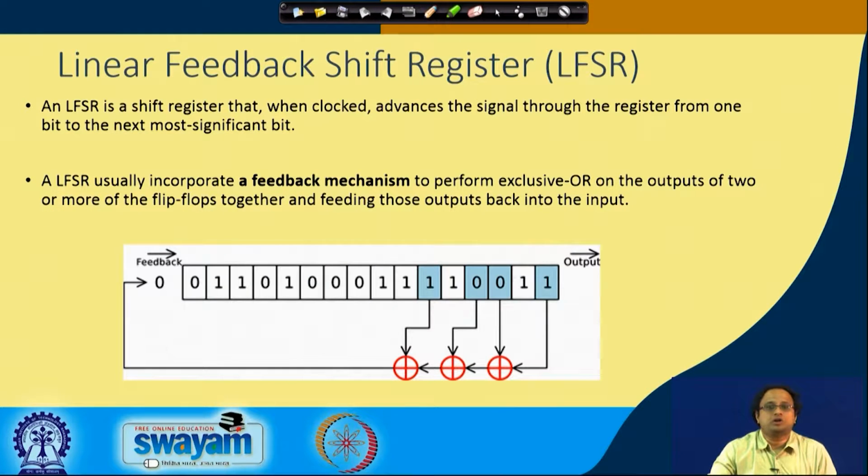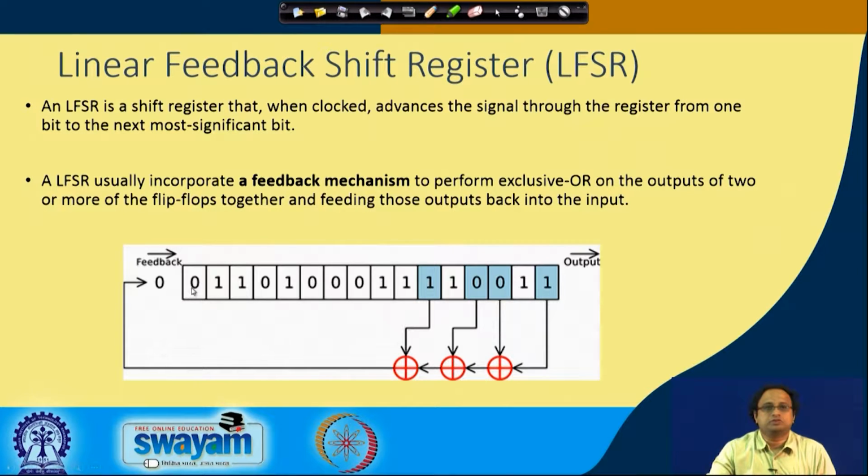So then what are linear feedback shift registers? The LFSR is a very important component of stream ciphers. Just to see how an LFSR works, an LFSR, as the name suggests, is basically a shift register which, when clocked, advances the signal through the registers from one bit to the next most significant bit. That means, as you can see in this diagram, when I am clocking it, the bit sequence shifts to the right.